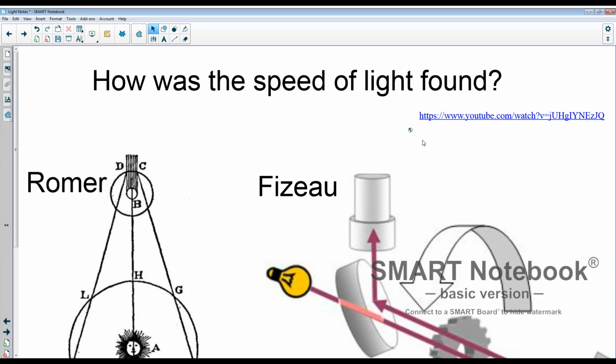So I'm going to post the link to this on Classroom as well, so that this is going to be the follow-up second part of the lesson. There's another physics teacher who does a very good explanation of the different ways that we measured the speed of light. So that will be the extent of our lesson for this week.